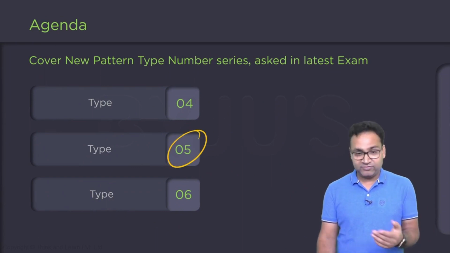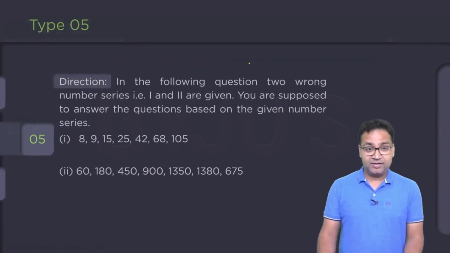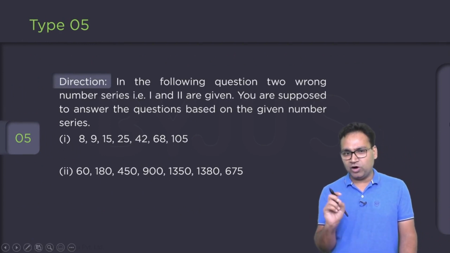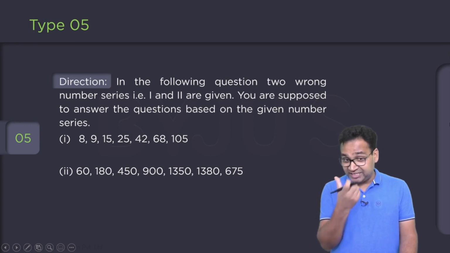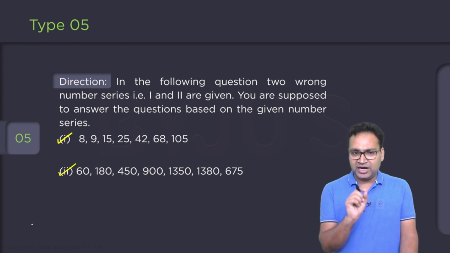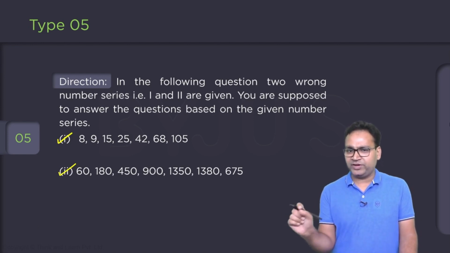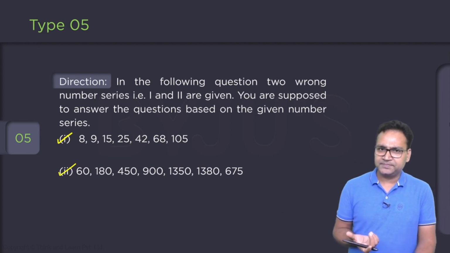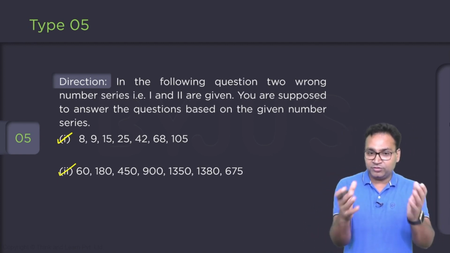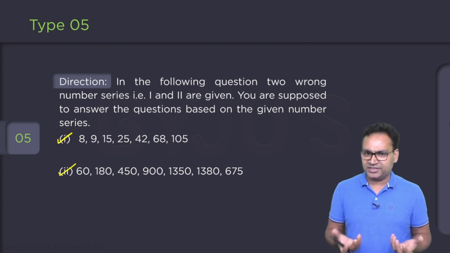So what is type 5? Let's see it upfront. Read the directions. In the following question, two wrong number series are given. That means series 1 and series 2 both are wrong number series. You are supposed to answer the question based on the given number series. Okay, so what is the question?